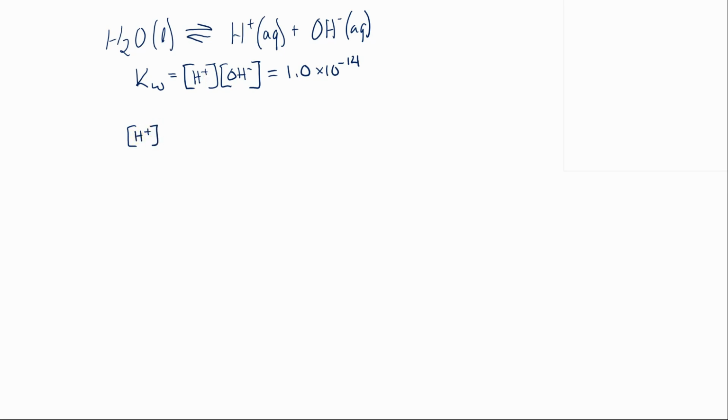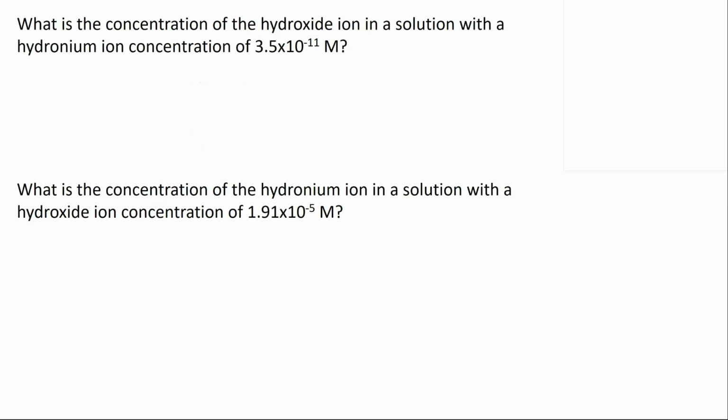So if we solve this equation for the hydronium ion concentration, it will be the Kw over the concentration of hydroxide. And likewise, if we solve it for the hydroxide ion concentration, it looks essentially the same. Just swap the two ions, and the hydronium ion concentration goes in the denominator there. Relatively straightforward. So let's do a couple problems.